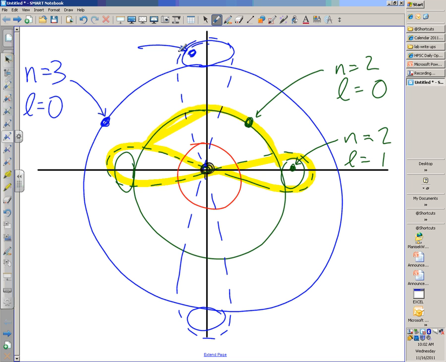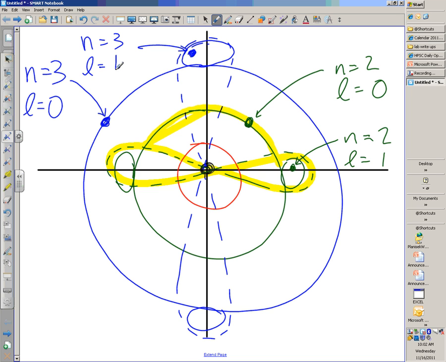S isn't sphere because it's a sphere. I'm not sure why they assign those numbers. Then this electron up here, N still equals 3, right? But what shape orbital is it in? It's in a p orbital, so that means that L is equal to 1.